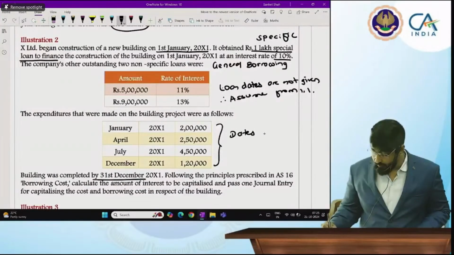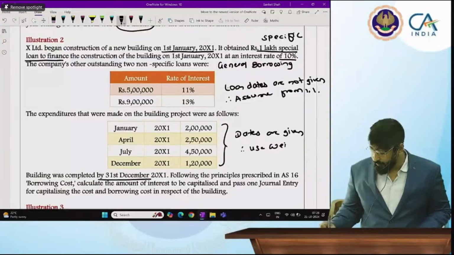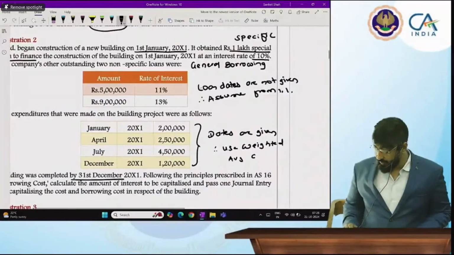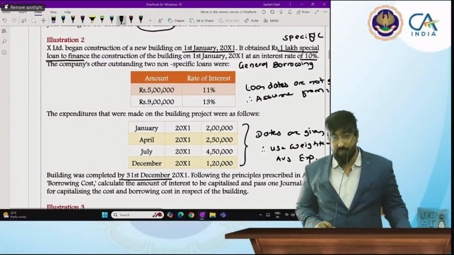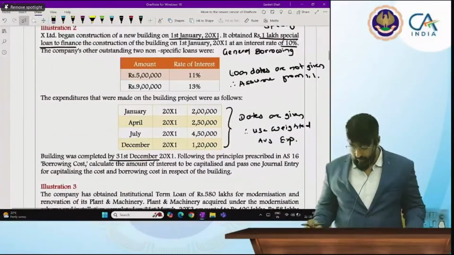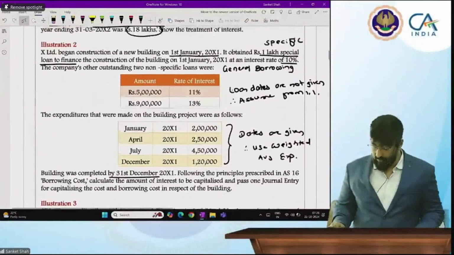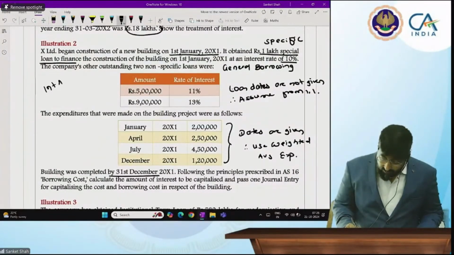Therefore, use the weighted average concept. Weighted average expenditure. क्या यूज करना है आपको? Weighted average expenditure. You're getting this point, beta? Yes, sir. So now how to calculate weighted average? See, now loan dates are not given. Correct? So what is my interest amount?